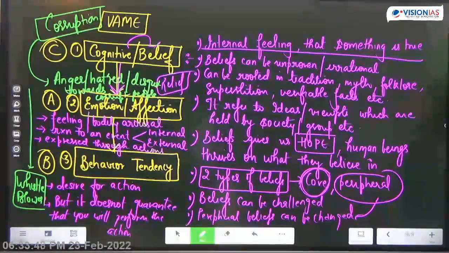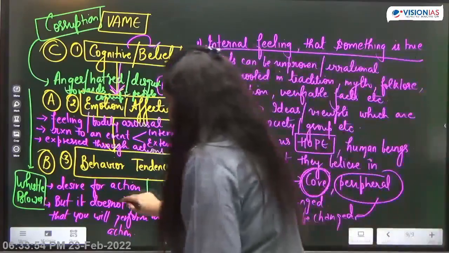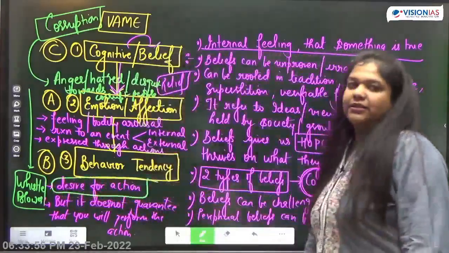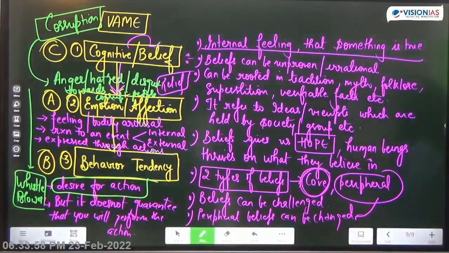Those emotions generate desire for action, but it does not guarantee action. So only a desire is created. It does not guarantee that you will perform that action or not. Is this clear? You can give this example of corruption.